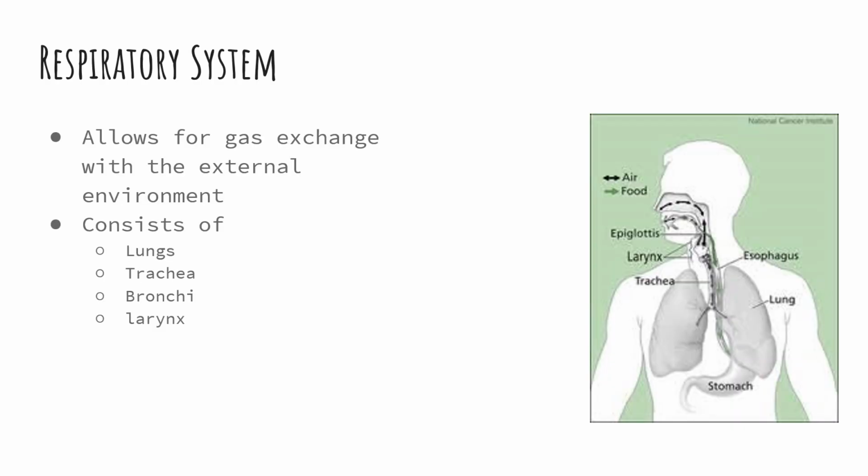The respiratory system allows for the intake of oxygen and the release of carbon dioxide. This is known as external respiration. The respiratory system consists of lungs, larynx, bronchi, trachea, and alveoli. The alveoli is where the gas exchange between oxygen and carbon dioxide occurs.